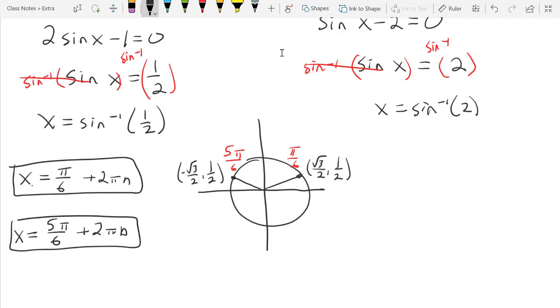Now we look at our other equation where we have sine inverse of 2. If we try to calculate this, we find that this is undefined by the fact that 2 is too large for the sine inverse. And so there's no more solutions coming from this side. We have these two solutions here for all solutions.